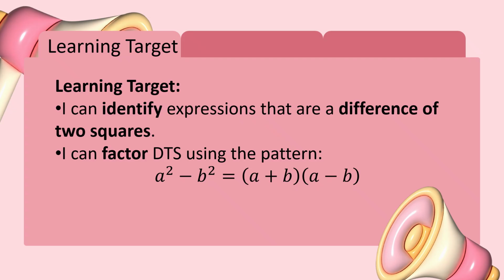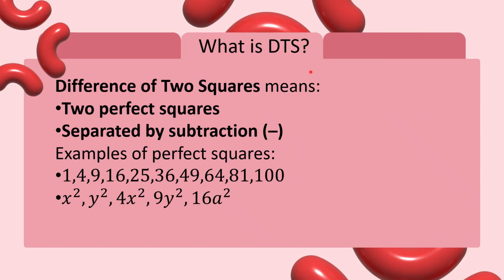Now, this will be our learning target. I can identify expressions that are difference of two squares, and I can factor DTS using the pattern a squared minus b squared equals quantity a plus b times quantity a minus b. Now, what is DTS? Difference of two squares means two perfect squares separated by subtraction.